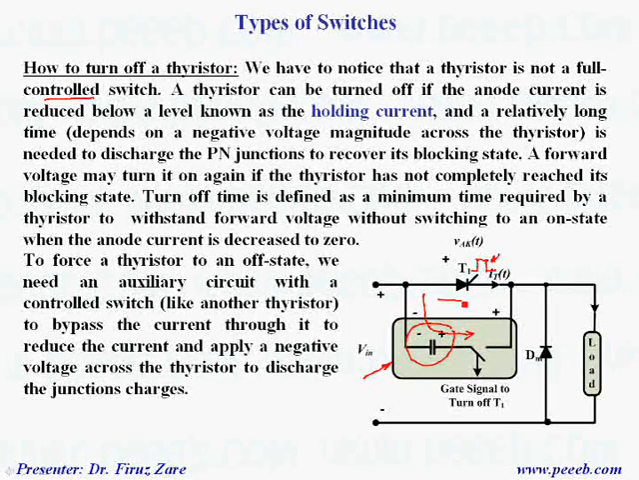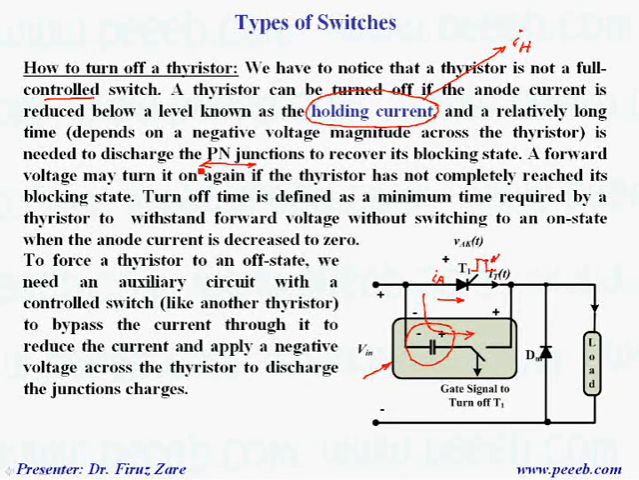In this case, the current through the thyristor is decreased, and once the current through the thyristor gets less than the holding current, then the thyristor will be off. But we also have to notice that because there are PN junctions, we have to consider the reverse recovery time. That means the electric charge between the PN junctions must be discharged. Otherwise, if we apply positive voltage, we may turn on the thyristor again.